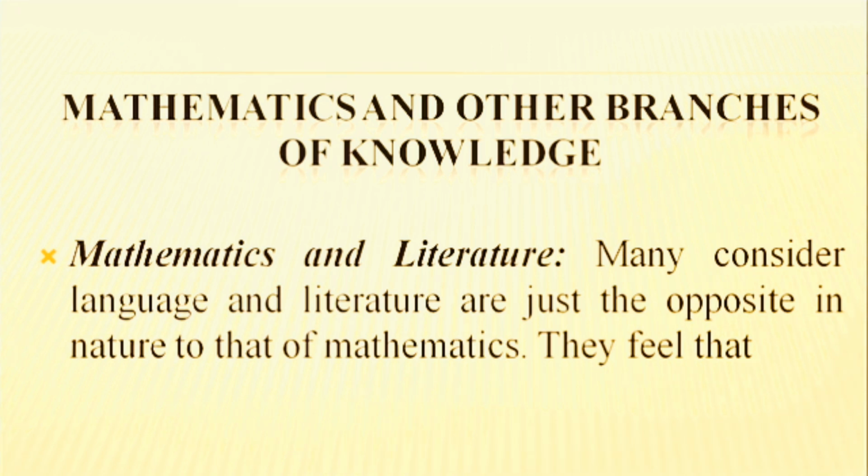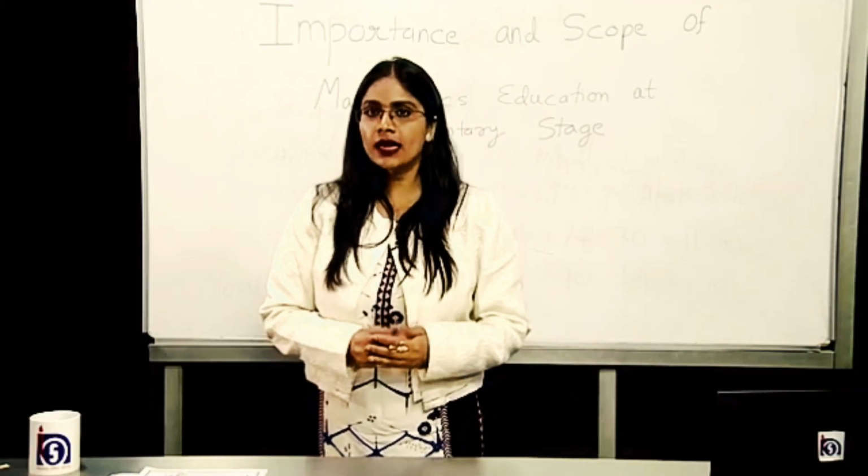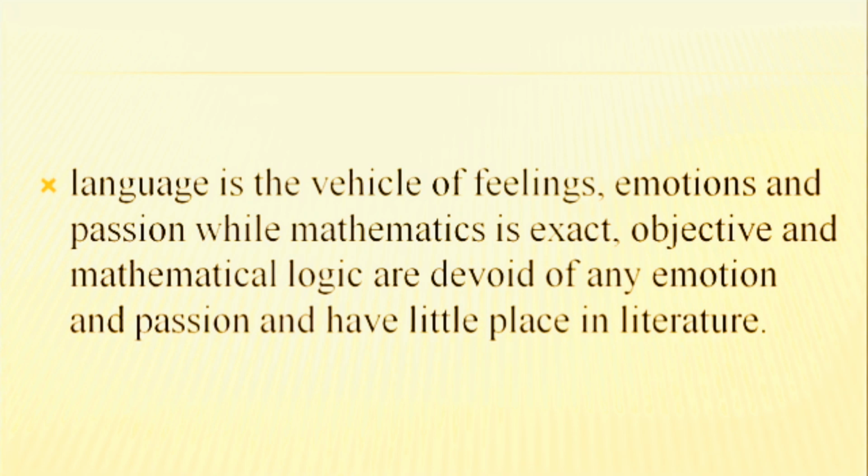So the first point is mathematics and literature. Many consider language and literature are just the opposite in nature to that of mathematics. They feel that language is the vehicle of feelings, emotions and passion, while mathematics is exact, objective, and mathematical logic are devoid of any emotion and passion and have little place in literature.